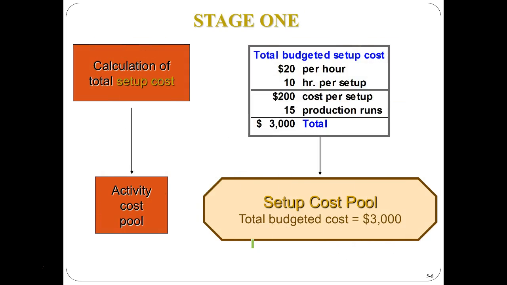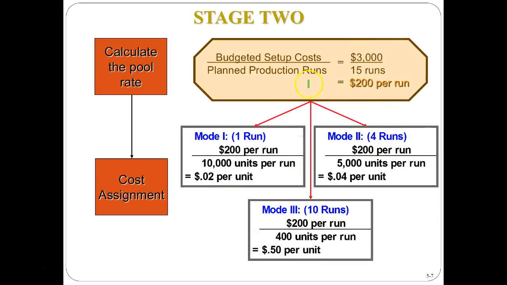And then we're going to take a look at the setups. So the setup's going to be a little bit different. If we take a look at the setup costs, we're going to say we know that there's $20 per hour for setup. We know that there's 10 hours per setup. Therefore, each setup, when we do these runs, is going to be $200 per setup cost. We know that there's going to be 15 production runs, or that's what we're budgeting to be. Therefore, the setup cost will be $3,000.